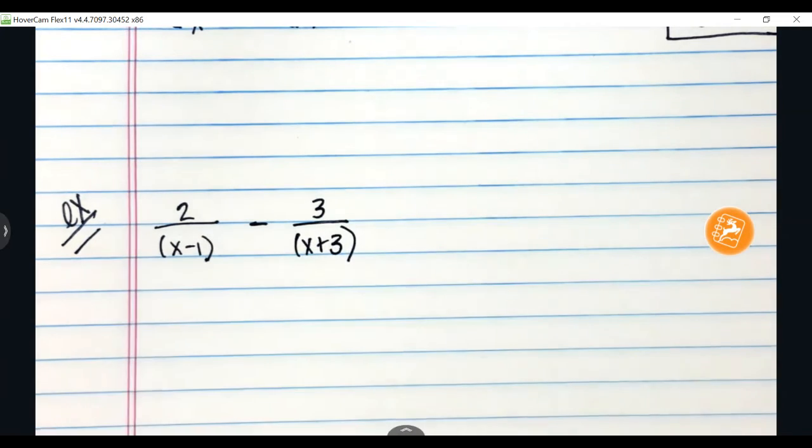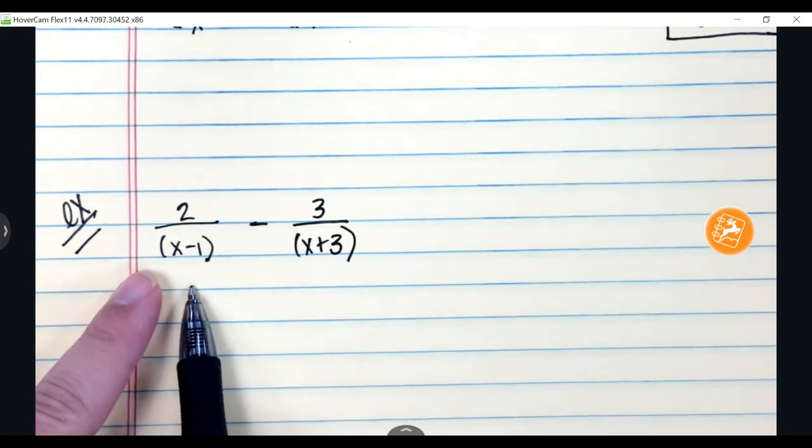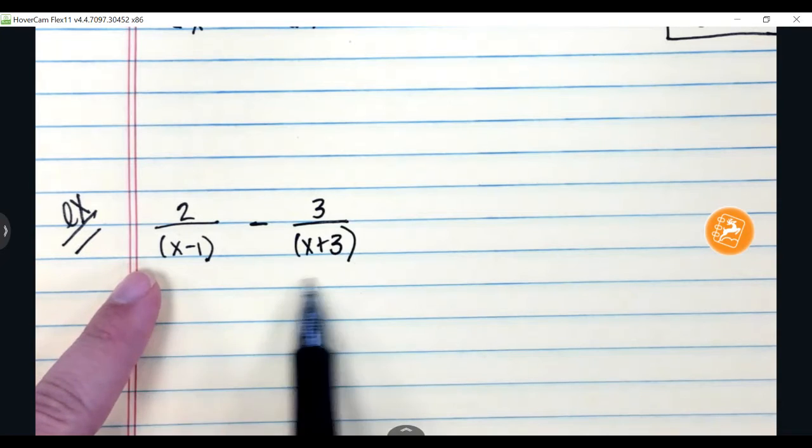So what has to happen? You see how these denominators are completely different. Like they're not even close to being the same, right? Because if you tell me I can just add a number, I can't add. I can only multiply to get a common denominator, okay?